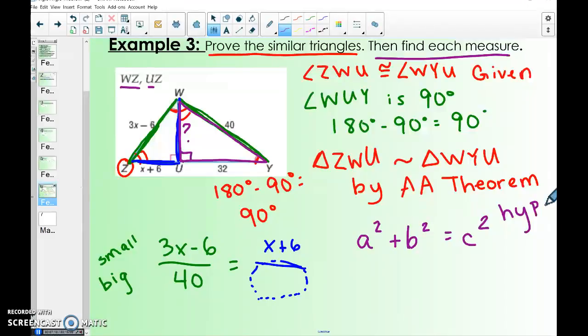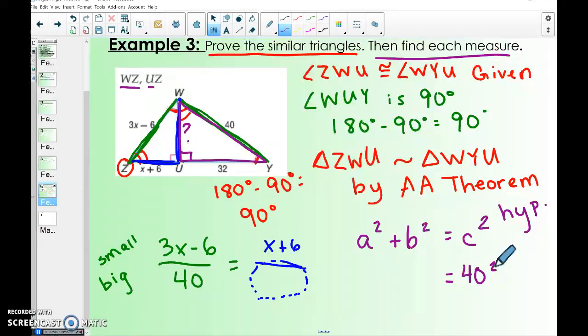What's that HYP stand for, by the way? That's the hypotenuse, which is the longest side in the triangle. So looking at your triangle, it's also the one across from the 90 degrees. So which side should I put in for C so that it's the hypotenuse? The blank, the 32, or the 40? Hopefully in your head, you said 40.